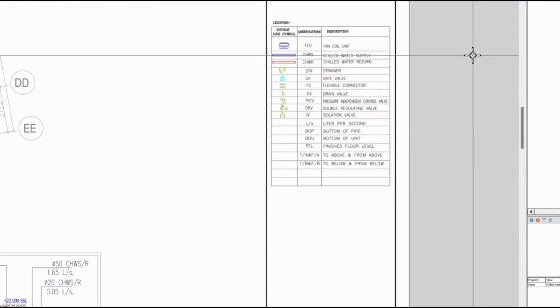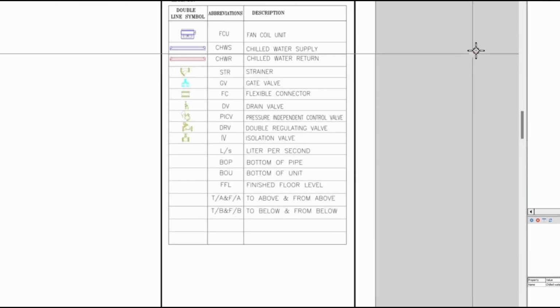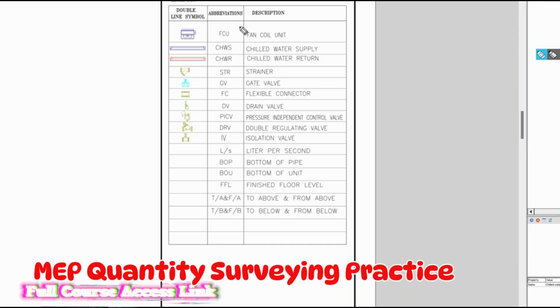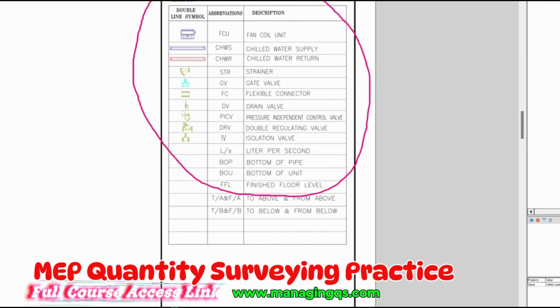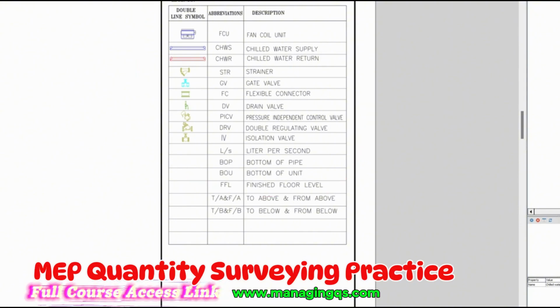In the legend they clearly mention what items or components are involved in the system. Based on this we can take the quantity. So first we will analyze all the legend components, then we will go for the drawing analysis and the quantity takeoff. Right, the first item is FCU.